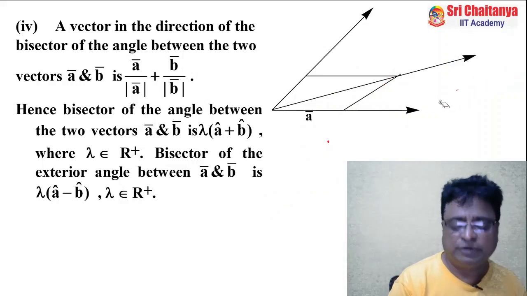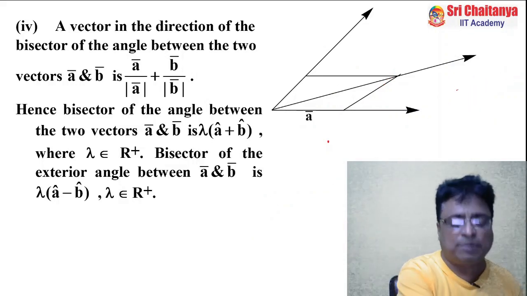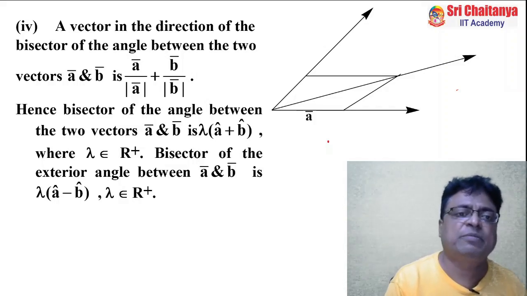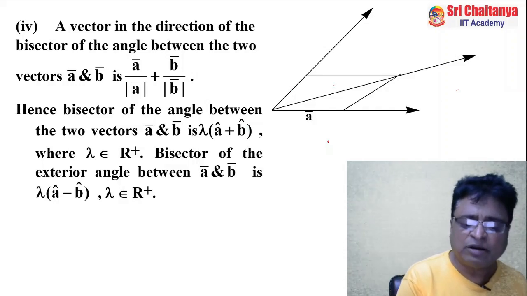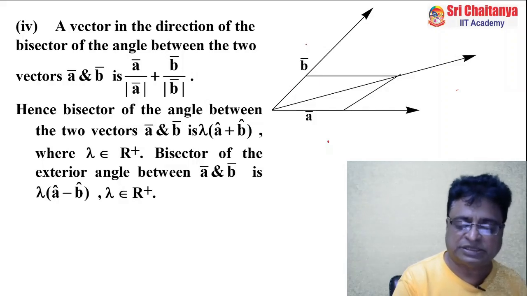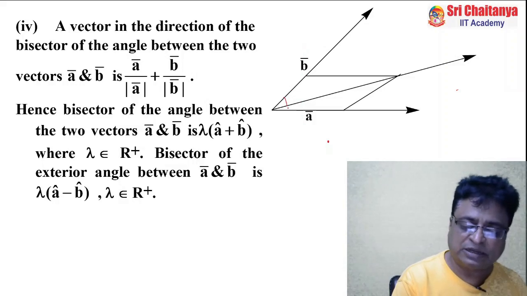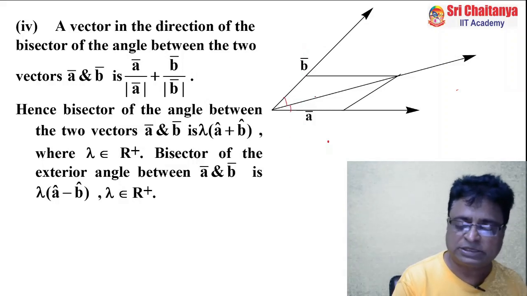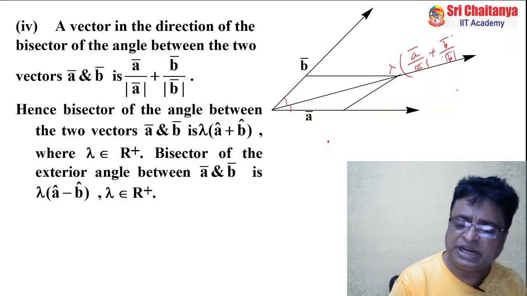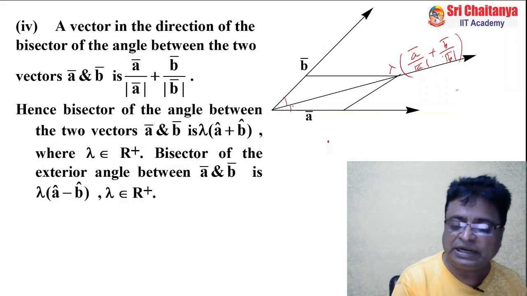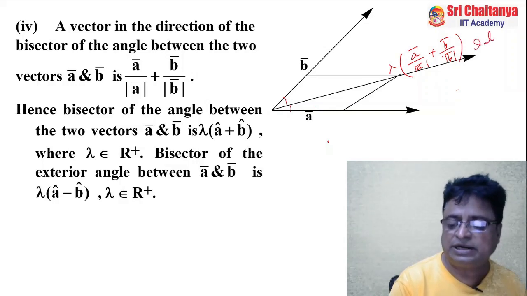And if I take the perpendicular distance and apply the previous projection formula concepts, I get the internal angular bisector of a bar and b bar. Suppose these two are the vectors and this is the angle between them. This is lambda into a bar by mod a bar plus b bar by mod b bar, because this is the resultant of a bar and b bar. This is called the internal angular bisector.